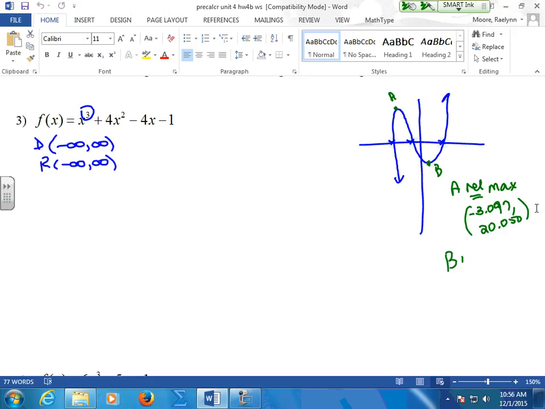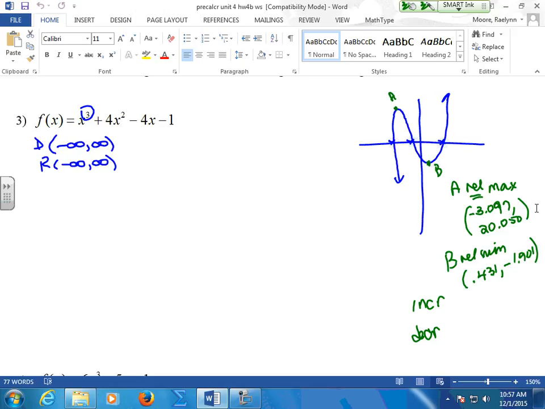So B is called what? Relative min. It's not an absolute min because this guy goes down, down, down, down, down. And everybody can find your relative min. 3 decimal places. Okay. That helps us do our increasing, decreasing. So while we're here, why don't we throw in our increasing, decreasing, while we're kind of focused on the max and the mins.